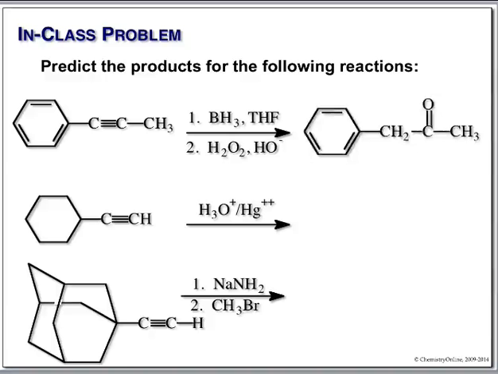So in this one, it does matter where the CH2 goes. CH2 is on the Markovnikov carbon. Secondary. It's anti-Markovnikov. It's benzyl. Remember, the benzyl carbocation is very, very stable.